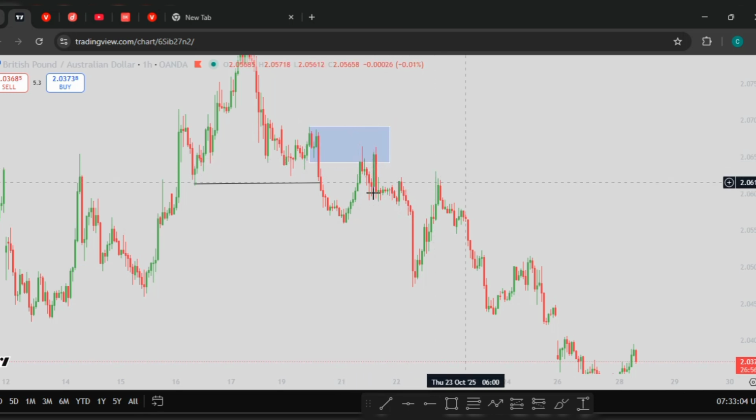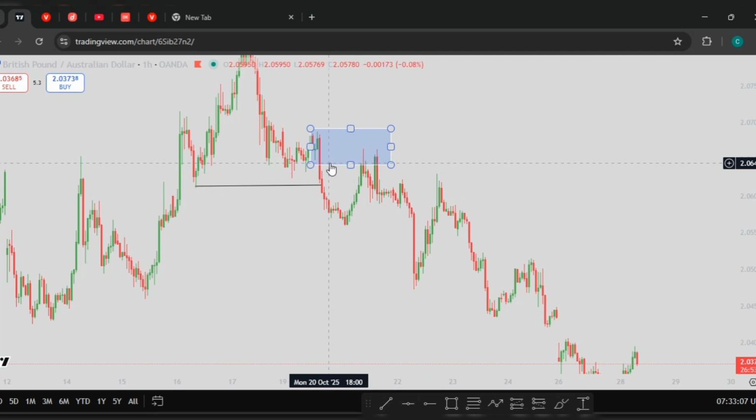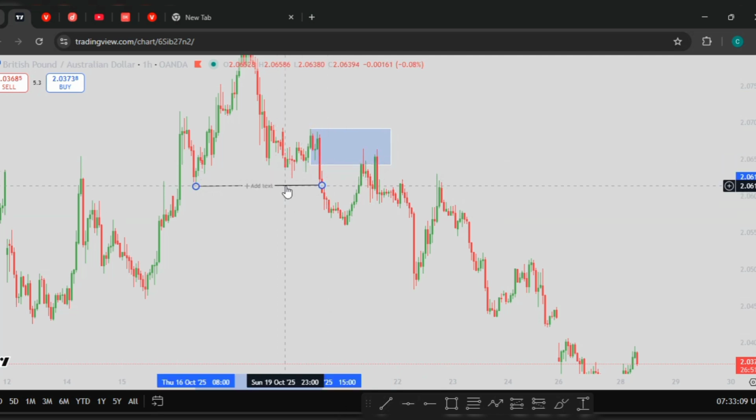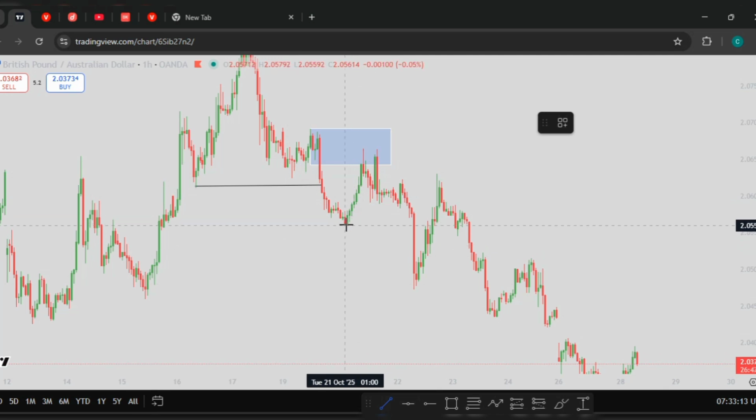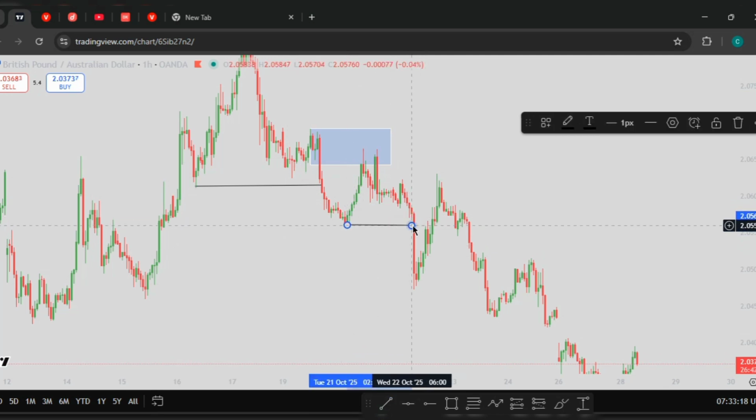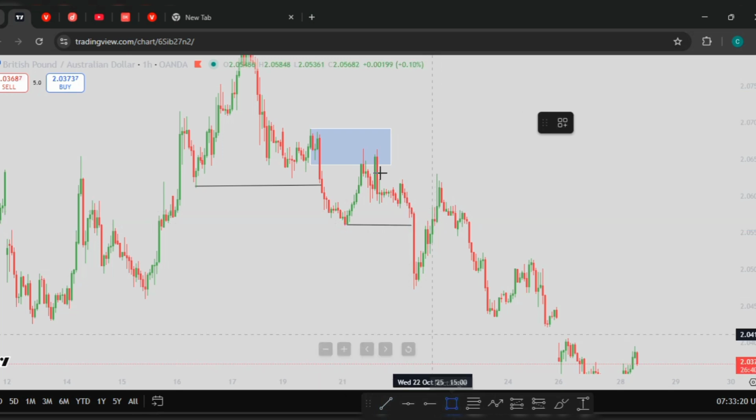Let me show you another example here. If you look here, after price came back here again, you see it came back again. It showed again a break of structure here, then it closed here. Now there's another supply zone here again. You see, there's another supply zone.